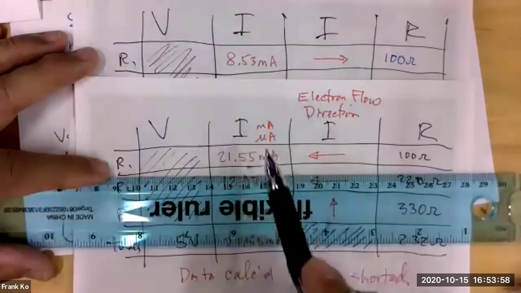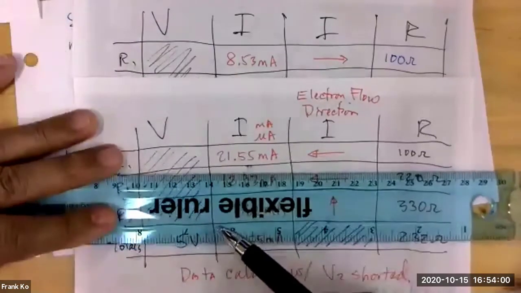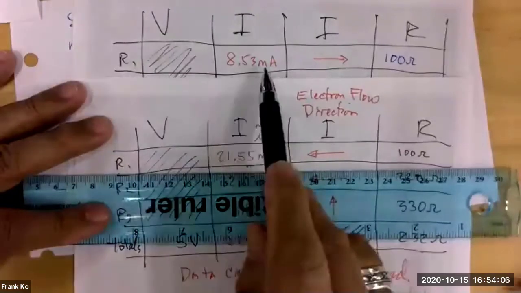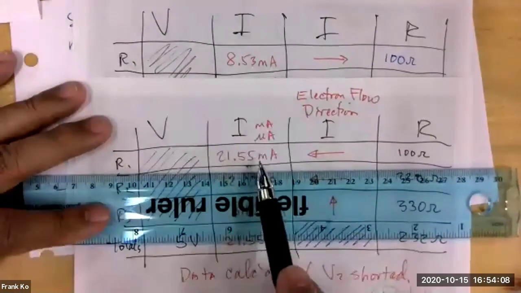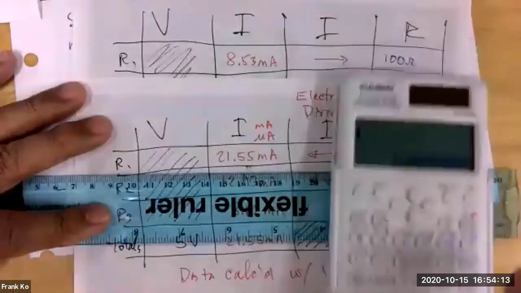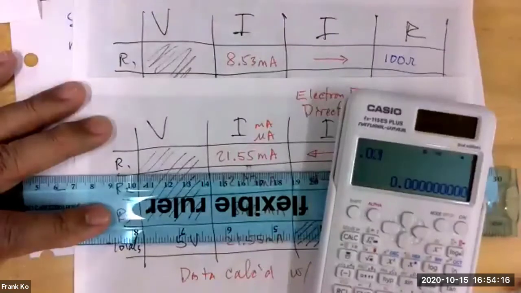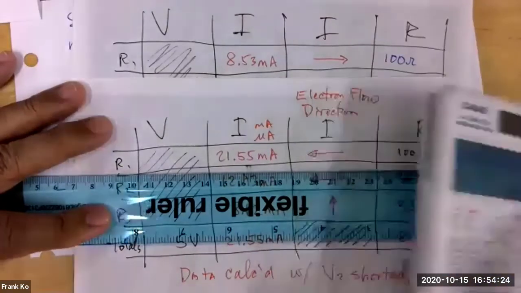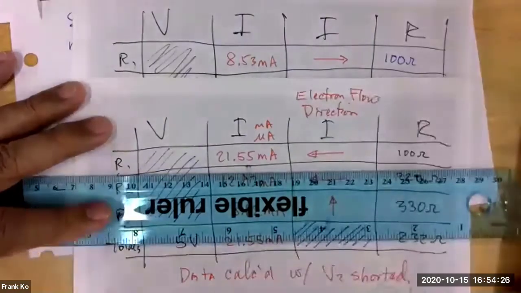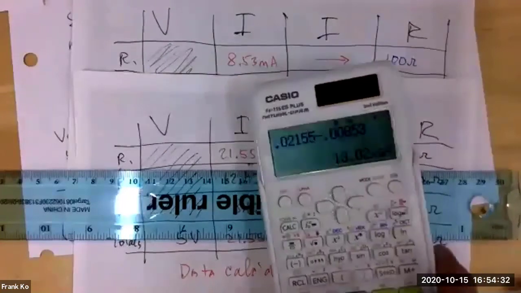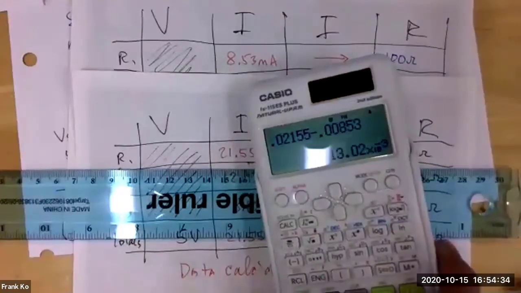Now, because they are antagonistic, what is my final amount of current? The bigger one subtracts the smaller one. Did you hear that? The larger one subtracts the smaller one. Let's go ahead and do that. Let's take our calculator, clear, and take the larger one, 21.55, and subtract 8.53, in engineering notation. Do you all end up with what, Wei Ji? 13.02 milliamps. And that's what I have on my calculator as well.